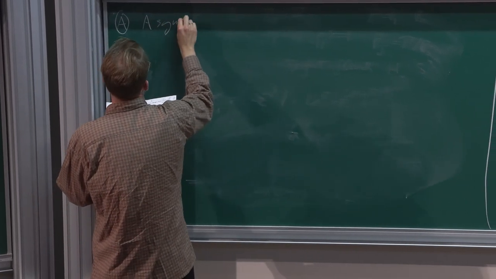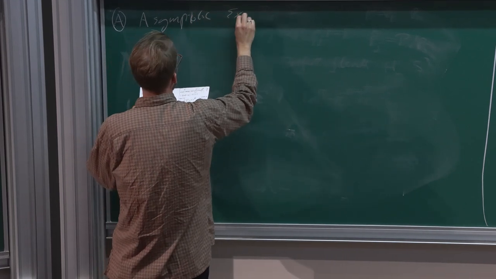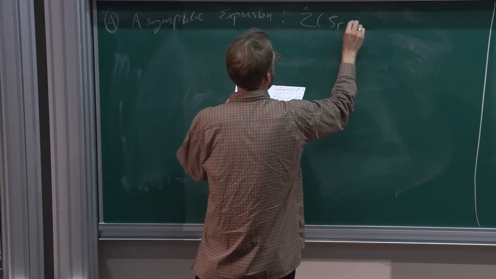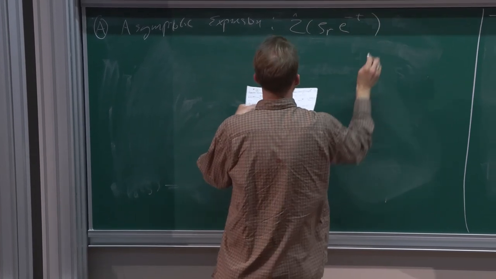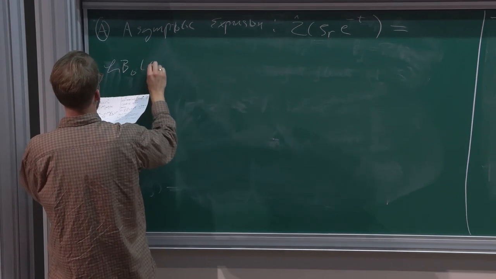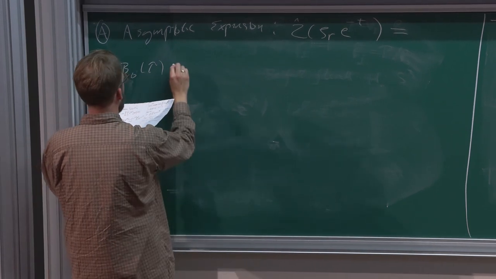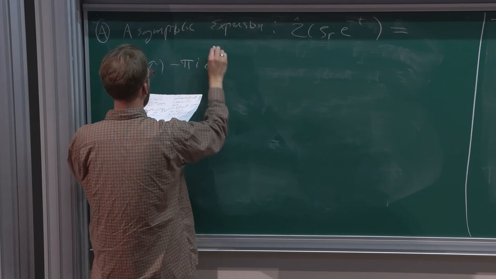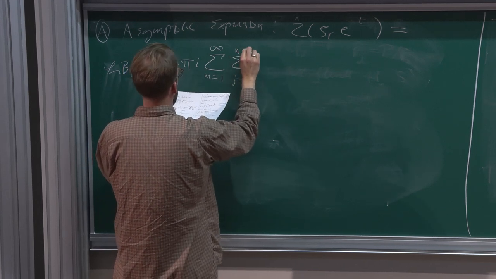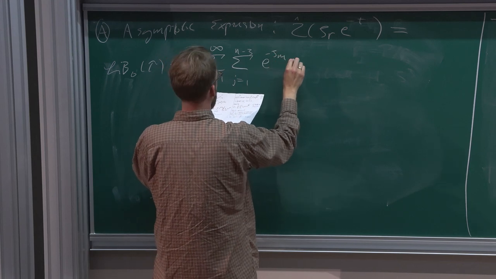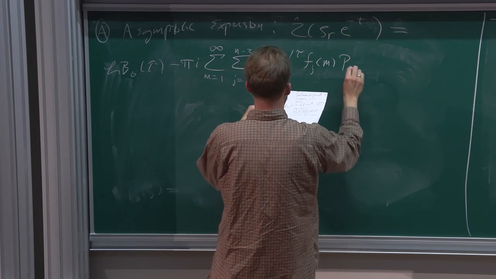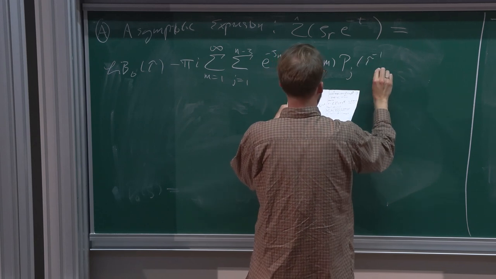Let's consider the asymptotic expansion. So you're considering Z hat. That's some radial limit, so we write it like this. And we have this formula: the Laplace transform of the Utsugi series minus the sum of residues. Now we substitute in the formula we just had: the sum over j equal to 1 to n minus 3, e to the minus theta m over tau, f j m, times a polynomial, tau inverse of m.